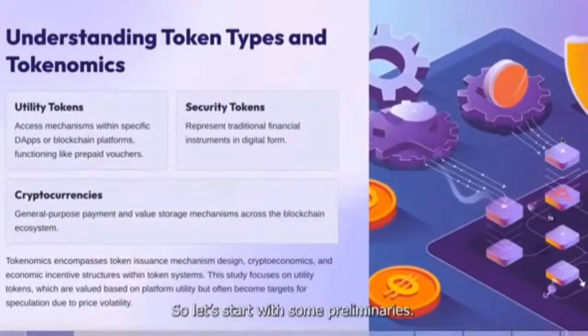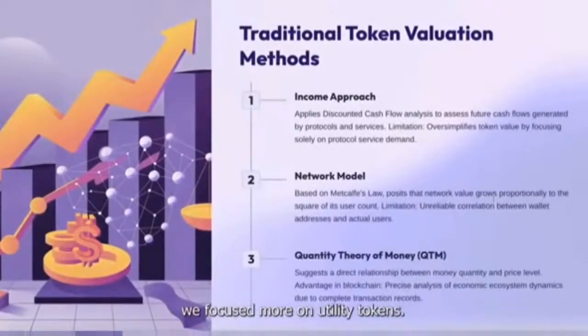So let's start with some preliminaries. We have utility tokens, security tokens, and cryptocurrencies. In our research, we mostly focused on utility tokens. Cryptocurrencies are things like Bitcoin. They don't really have any utility other than as a store of wealth. Now most tokens are utility tokens, with security tokens being a close second. Security tokens securitize things like real-world assets or assets of all kinds, and hence they usually have their own niche, whereas most of the major blockchains and major crypto projects really have utility tokens. Token Lab allows you to simulate all different types of tokens, but for the purposes of this research, we focused more on utility tokens.